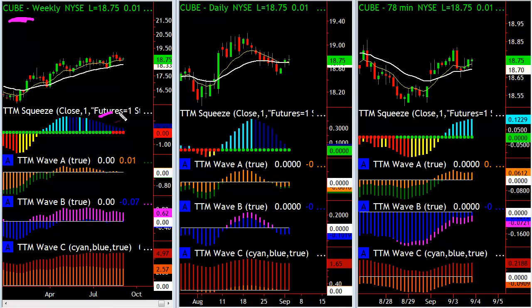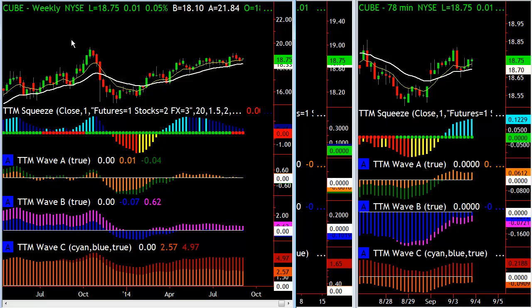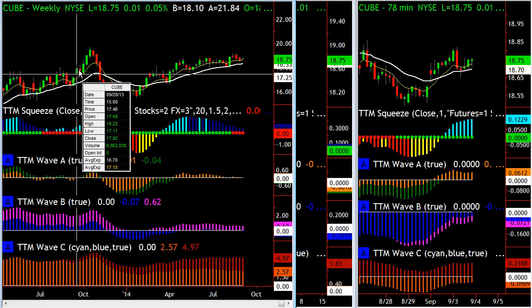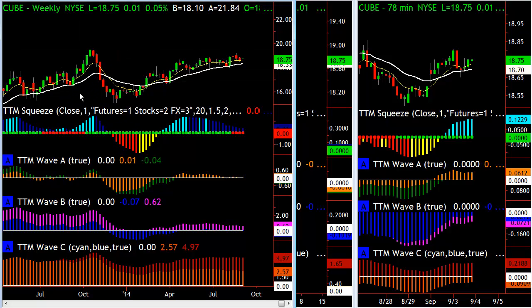This looks great. A, B, C waves above zero, looking for the next pop higher. Looking to even see what happened the last time there was a weekly squeeze, and that was a pretty solid move. We went from like $16 up to $19, and that's great. That's not even a setup I would have found without that.